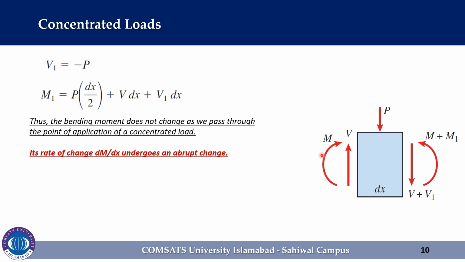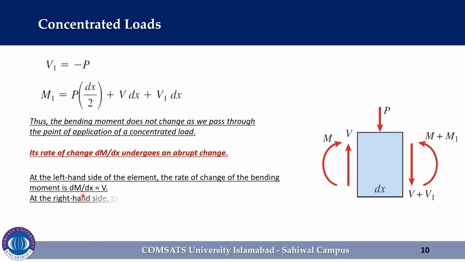At the left side of the element, the rate of change of the bending moment dM over dx is equal to the shear force V. However, at the right side, it is V minus P, where, as we already discussed and see in the figure, P is the load that acts on this element. Therefore, at the point of application of a concentrated load P, the rate of change dM over dx of the bending moment decreases abruptly by an amount equal to P.